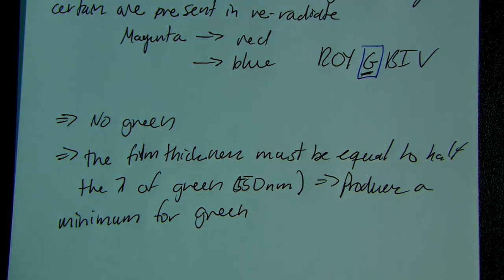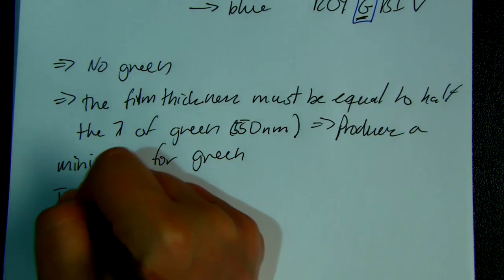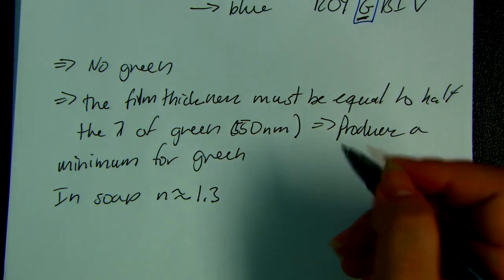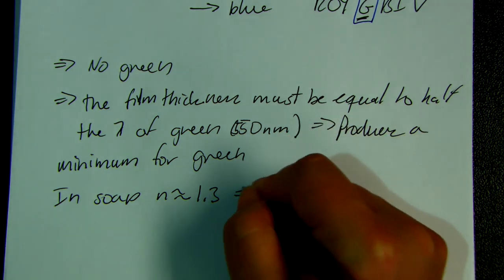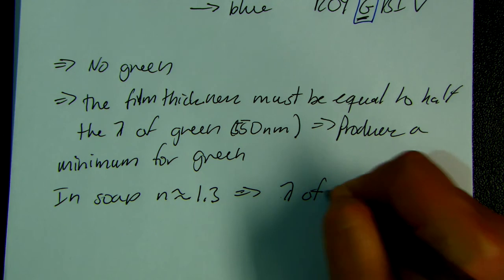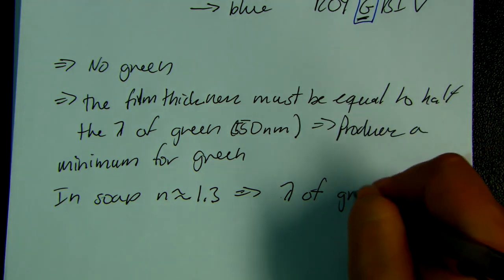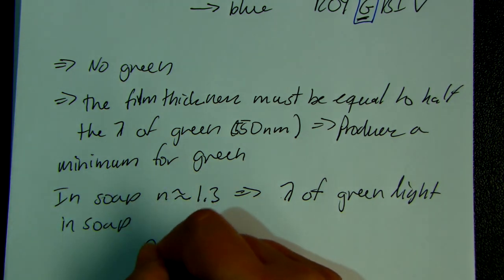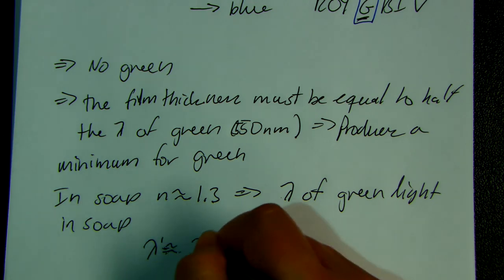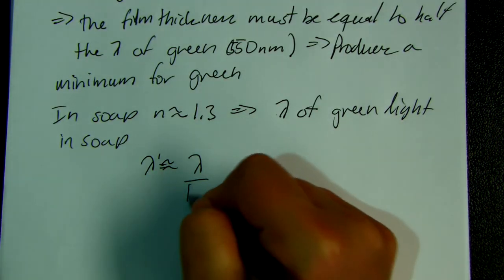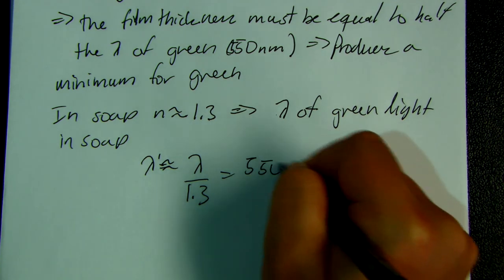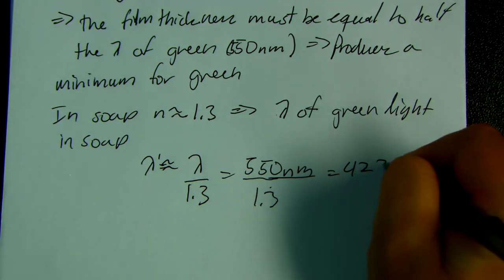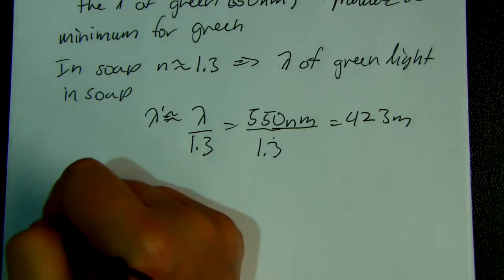All right, so in soap, n is approximately 1.3, which we were given in the problem. Therefore, the lambda of green light in soap, so lambda prime, which is the lambda in soap, is approximately lambda over 1.3, which is 550 nanometers over 1.3, which is 423 nanometers.